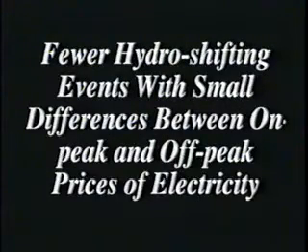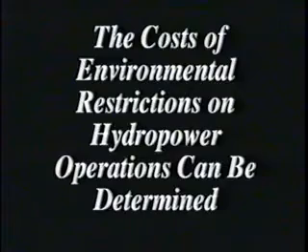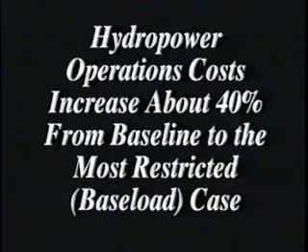To summarize some of our findings, we observe fewer hydroshifting events when weather is very dry or very wet, regardless of the environmental constraints. We also observe fewer hydroshifting events when the cost of purchase power is low, that is, being close to the cost of producing hydropower. By making a few assumptions, the cost of environmental restrictions can be determined. Hydropower operations costs increase about 40% from the baseline to the most restricted baseload case.